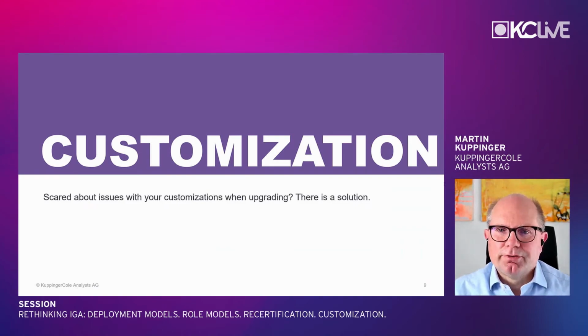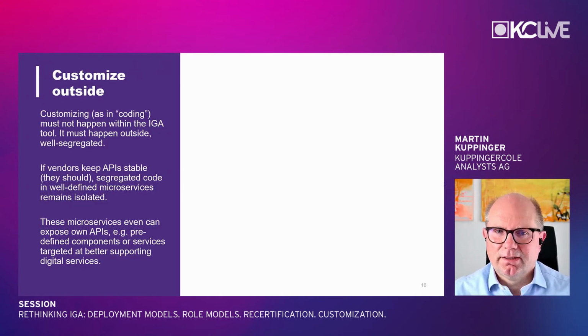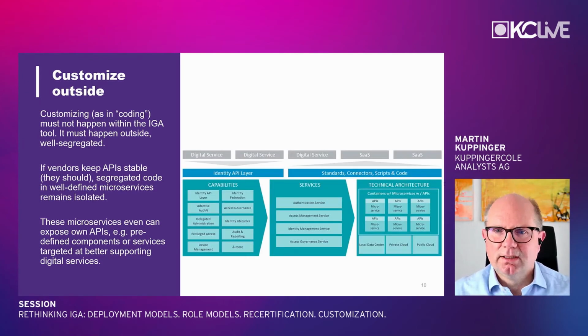Probably one or other of you listening to this talk already had issues where there was the next big release of your IGA tool of choice, and then a lot of the customizations didn't work as expected anymore. Scared about it? There are solutions. And the solution at the end of the day is: customize outside. That requires a modern architecture. We are back to this identity fabric picture I have here, where you see to the lower right the technical architecture I had on a previous slide.